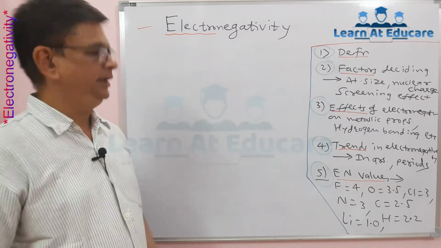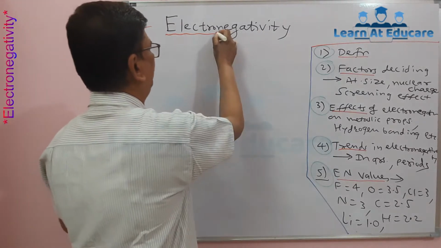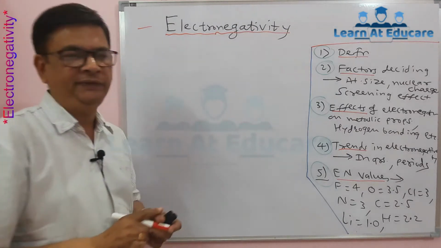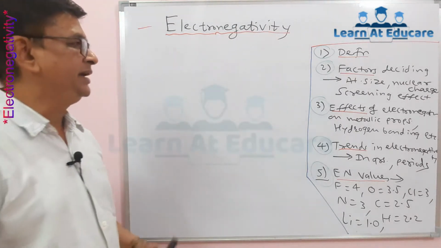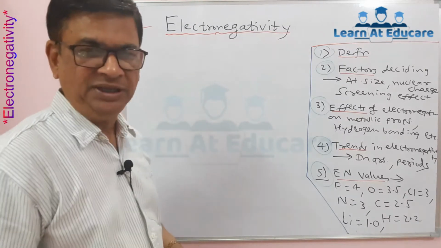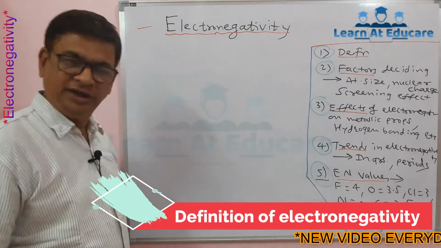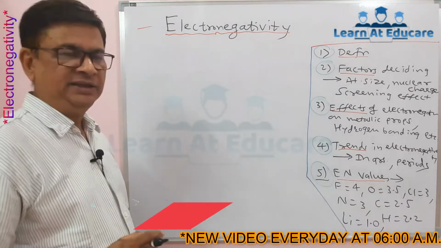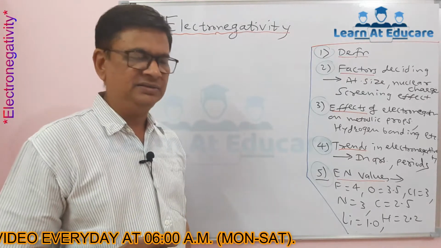After electron gain enthalpy, today we will deal with the topic called electronegativity. This property is very important for the elements, as it decides many other properties, and it is necessary to know what is meant by electronegativity. Electronegativity is the capacity to attract the electron in the bonding pair, especially in a covalent bond.